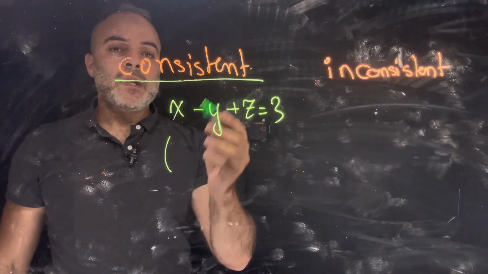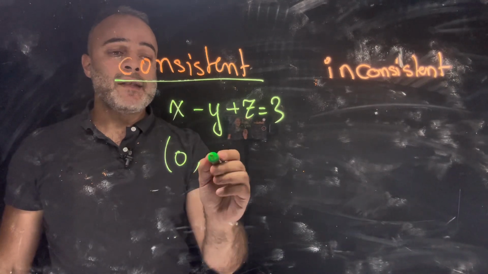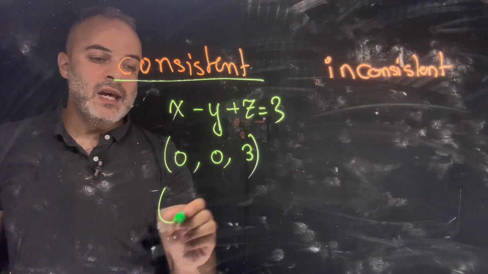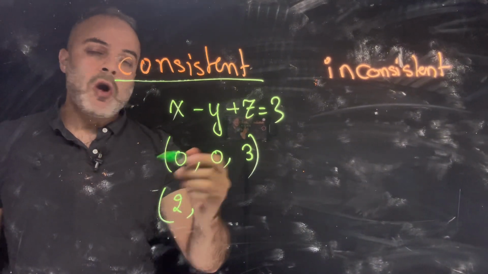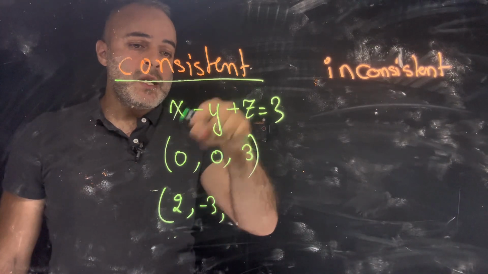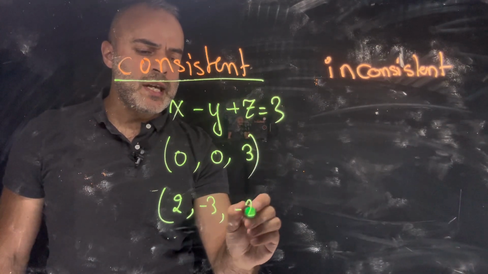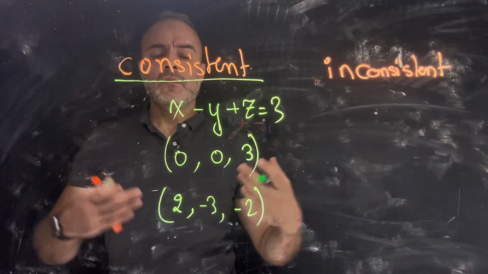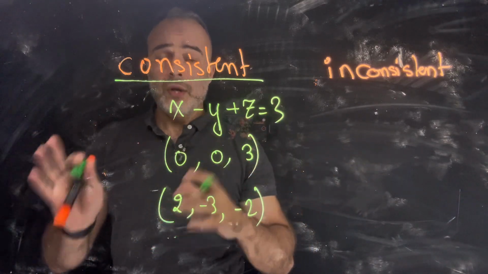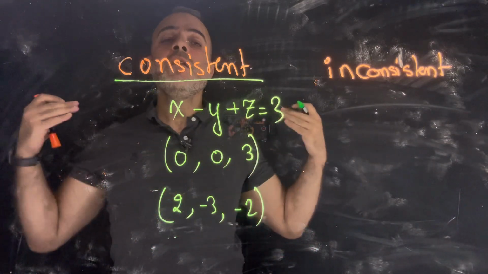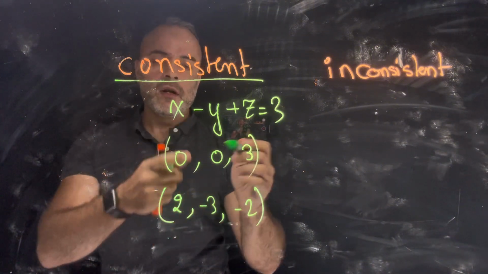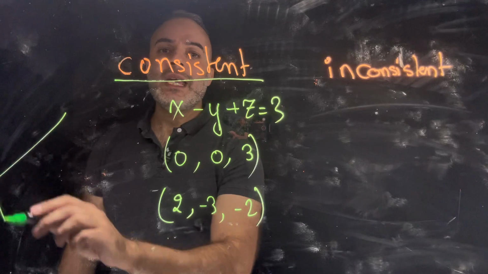Let's consider, for example, let's give x the value 0 and y the value 0, then z will be 3. If I give x the value 2 and y, let's say, the value negative 3, right? So negative 3 cancels with this guy, so z is equal to negative 2. Each time you just pick values for x and y, or any of these two variables, you're going to get a solution, right? So this means we have an infinite number of solutions. So this is also consistent. Okay? In general, in the end, well, this represents a plane, right?